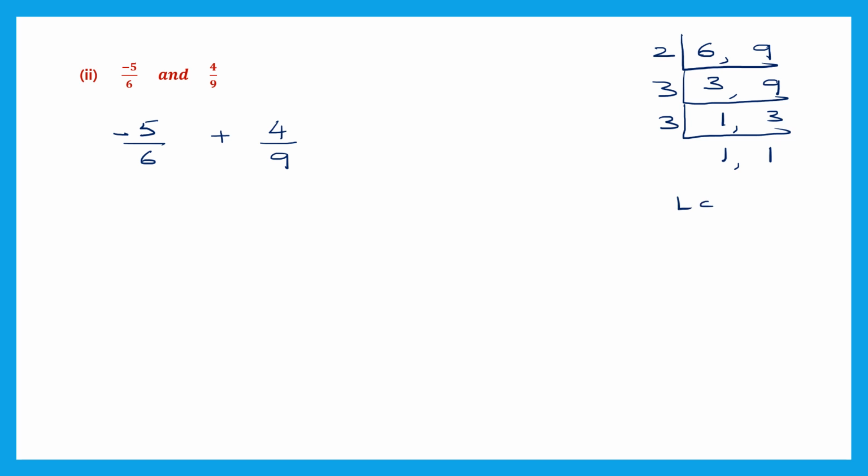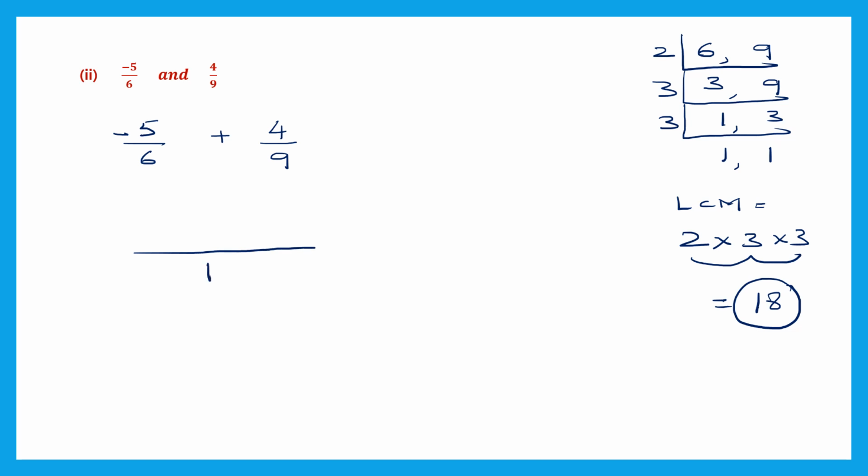So what is the LCM here? LCM is 2 into 3 into 3. 2 3s are 6, 6 3s are 18. So the LCM is 18. We are going to use this LCM as the common denominator for both these rational numbers and now add. Okay, now 6 has become 18. 6 into how much? 6 3s are 18. So multiply this also by 3. So minus 5 into 3 will be minus 15. 5 3s are 15. Plus, let's go to the next one. 9 into what is 18? 9 2s are 18. So multiply this also by 2.